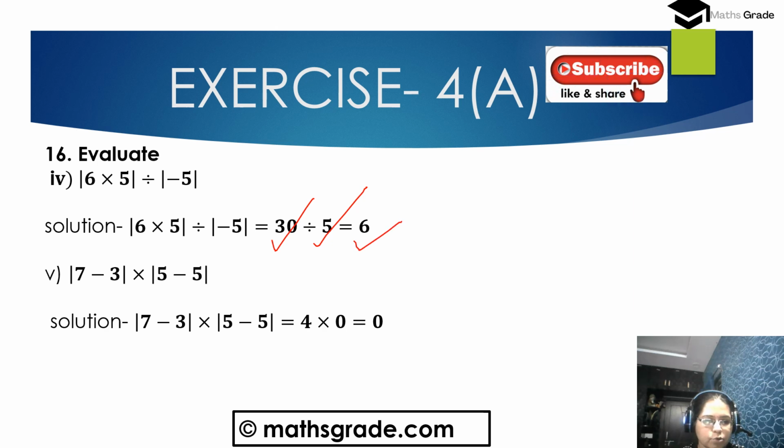Fifth bit, absolute value of 7 minus 3 multiplied with absolute value of 5 minus 5. 7 minus 3 is 4, and absolute value of 4 is 4. 5 minus 5 is 0, and absolute value of 0 is 0. So 4 multiplied with 0 is 0.